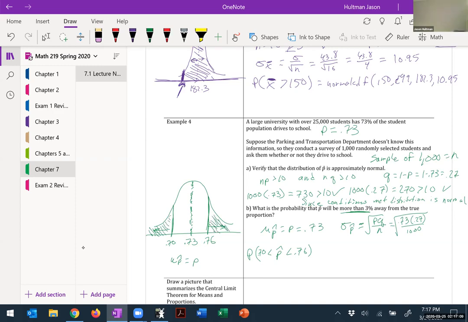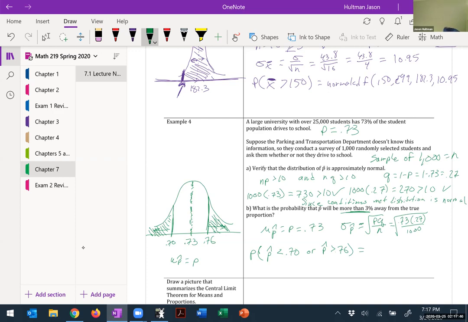Okay, so it's not this. It's the probability that p hat is less than 0.70 or p hat is greater than 0.76. Okay, so we want more than 3%. If we want it the other way, it would say within 3%. I misread it. At any rate, I just want to make sure I set that up properly.